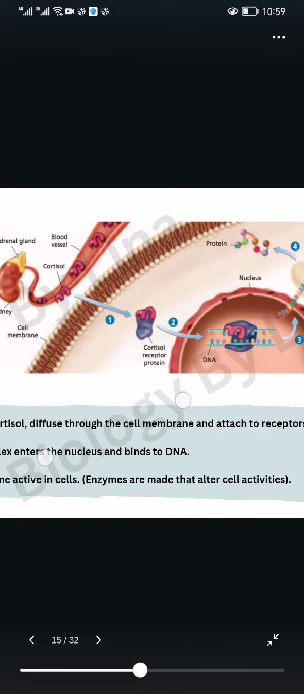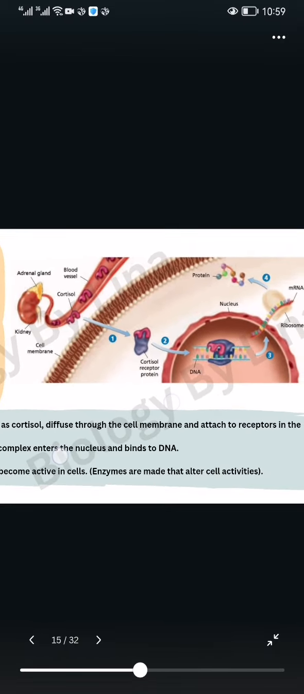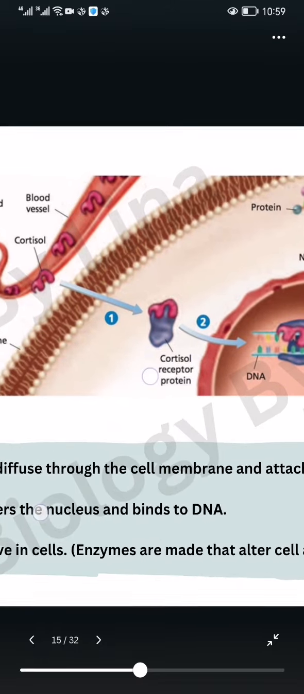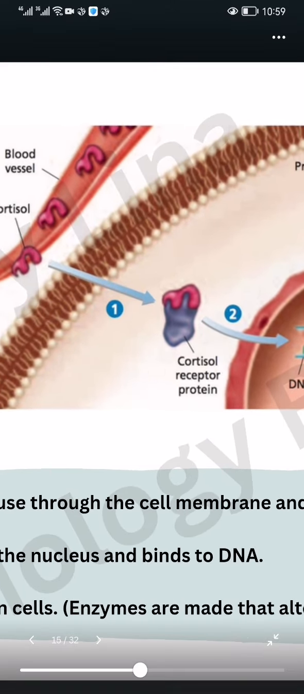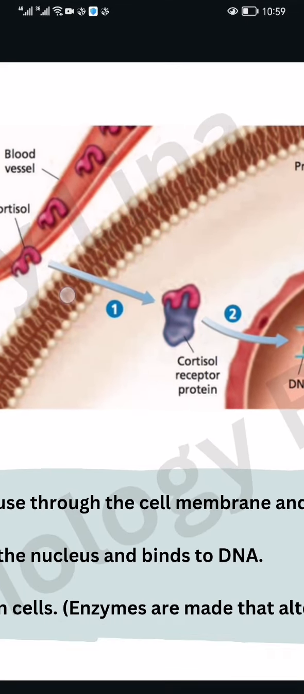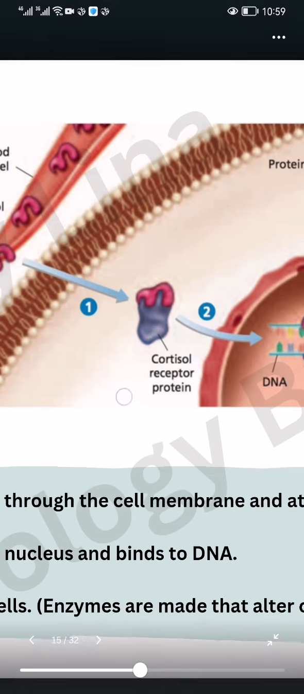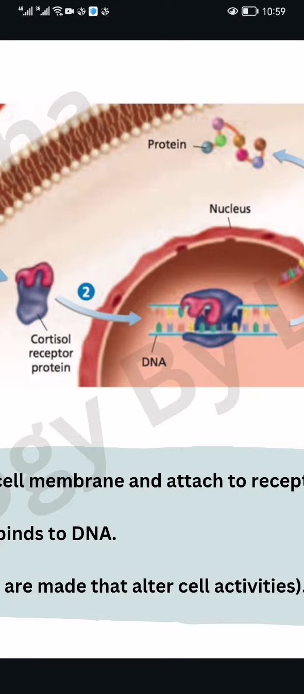The steroid hormones are made up of lipid, that's why they can pass easily through the cell membrane, and they don't need the receptor protein to be in the cell membrane. Instead, this receptor protein will be either here in the cytoplasm or inside the nucleus.